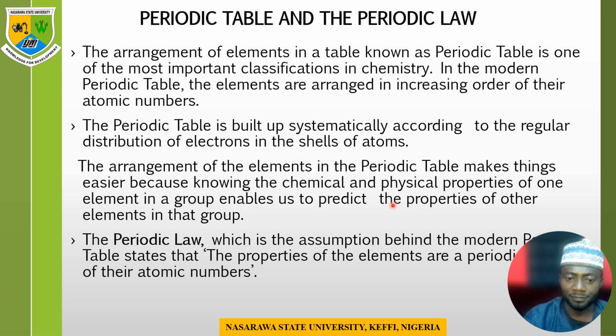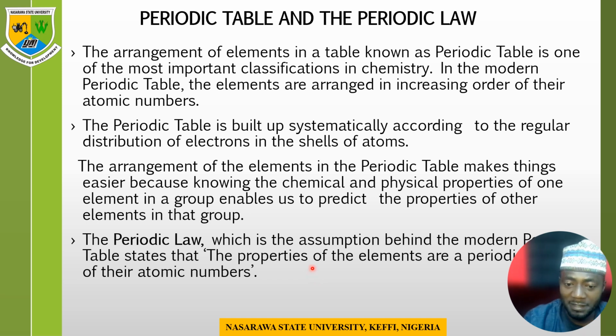Now, the periodic law. Remember, I did mention previously that the basic assumption behind the modern periodic table is the periodic law, and this law states that the properties of the elements are a periodic function of their atomic numbers. What do you mean by this? If you want to know the property of any element, you should know its atomic number. If you know the atomic number of any element, you'll be able to write the distribution or arrangement of the electrons in the atom of that element.